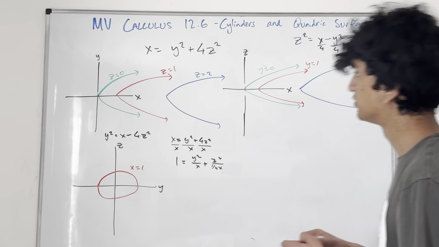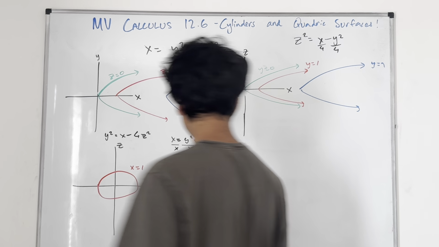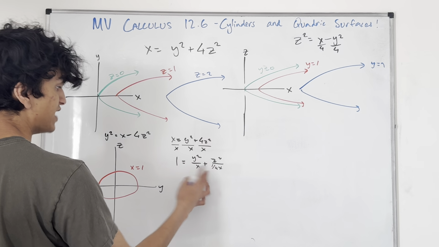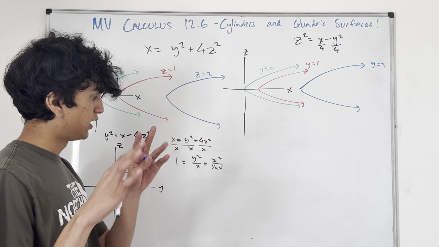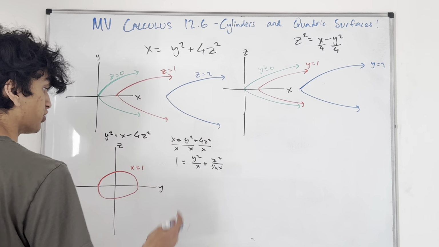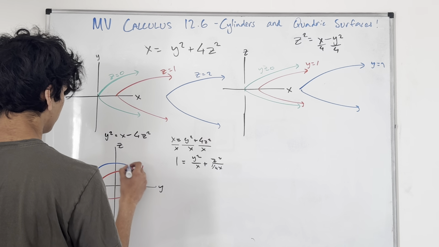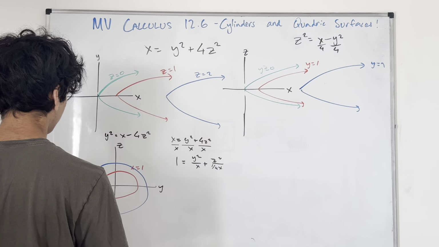And then for x equals 2, it's the same thing. Each of the major axis and the minor axis will get larger because x is increasing. So now x equals 2 is just going to be a larger ellipse.